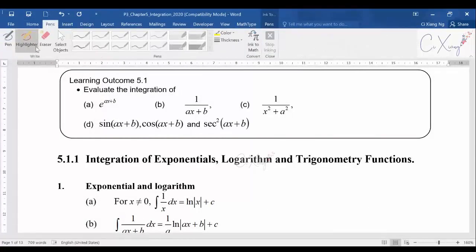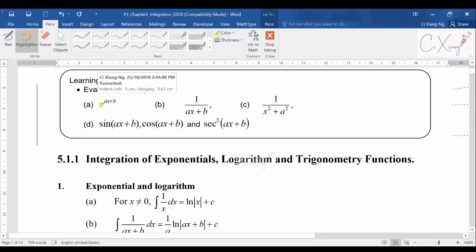Generally, if you look at the learning outcome, you need to integrate a few basic types of functions. As an example, you need to learn how to integrate e power ax plus b, how to integrate 1 over ax plus b, how to integrate 1 over x squared plus a squared, and also how to integrate these three trigo functions. All these are basic. Basic means no extra steps; it's quite straightforward and there are no extra techniques needed. You just apply it according to the rules that you learned.